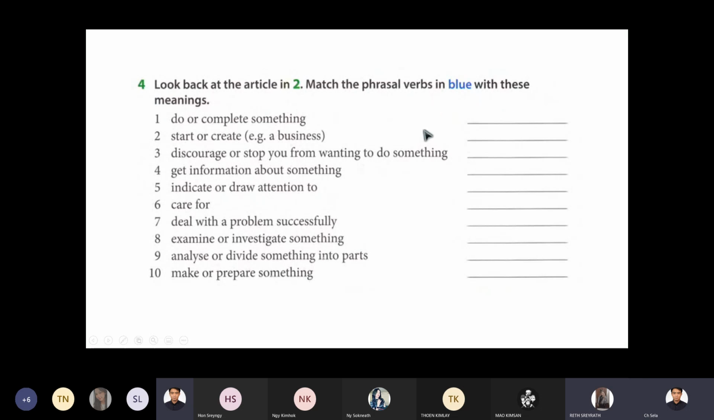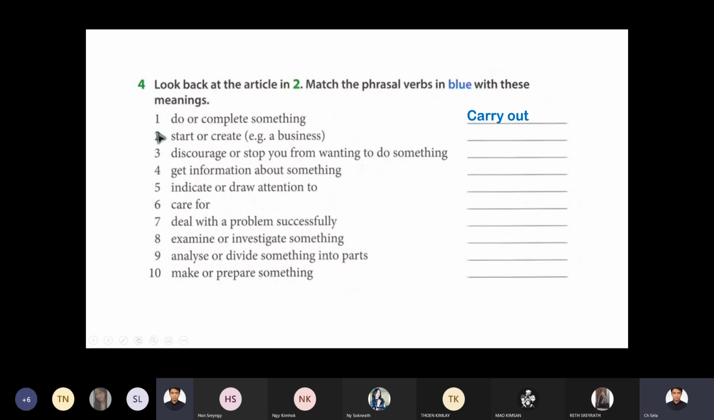Put together. Not really. Do or complete something cannot be put together. Teacher, set up. Set up is not for number one. Sort out. Sort out is not for number one as well. Hurry up. We still have only a few more words. Carry out. Yeah, carry out. Very good.